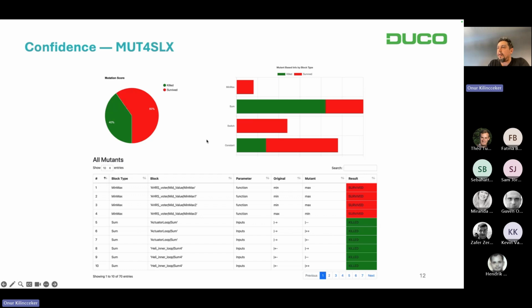And in the report, you can also see which component in the system is not tested very well. Within the block over here, you see which block is not tested very well, and you see which block is tested very well.